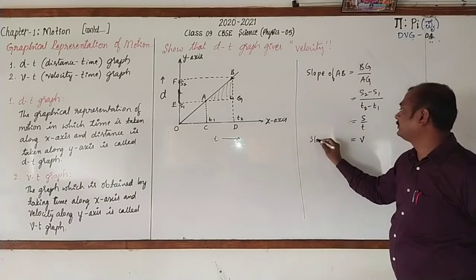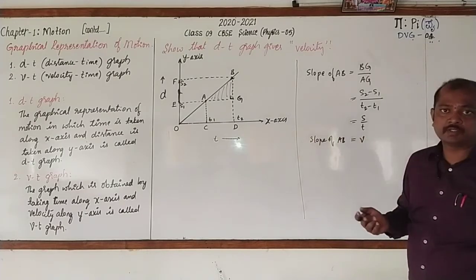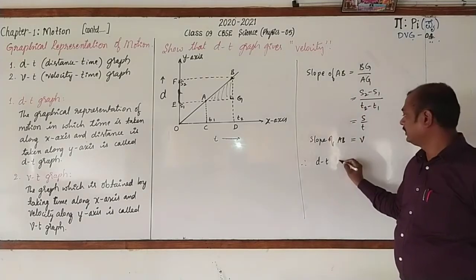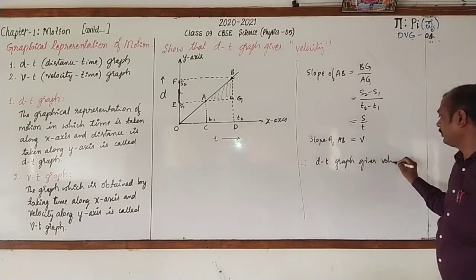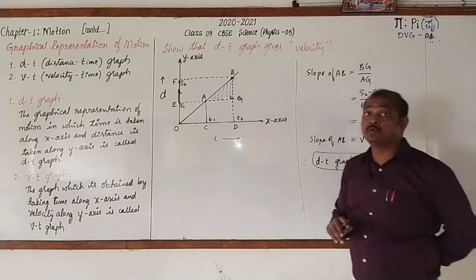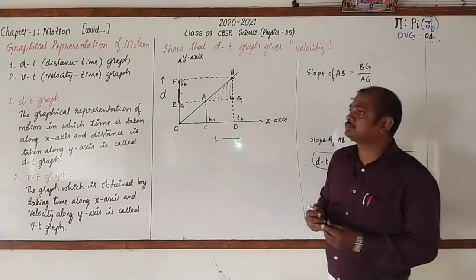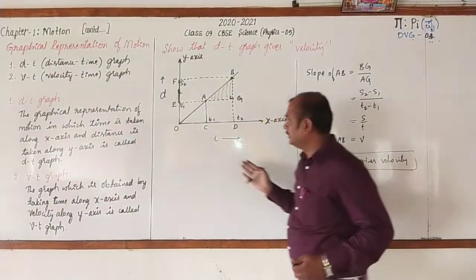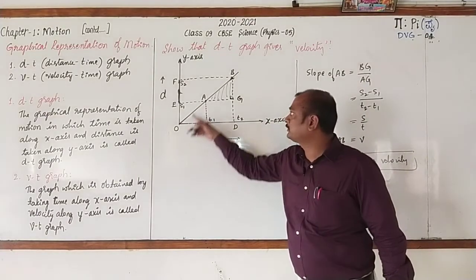So the slope of AB is velocity. Hence we can write that the dt graph gives velocity. This can be given for 2 marks. Got it?